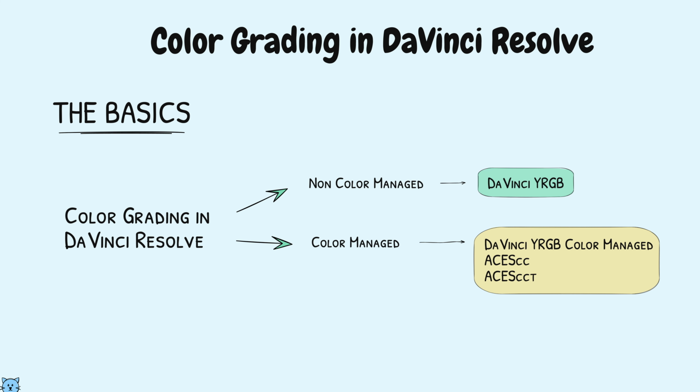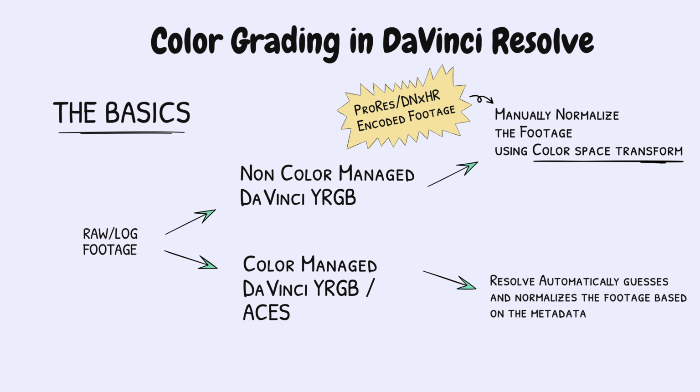There are two workflows in DaVinci Resolve: the color managed, like DaVinci YRGB Color Managed, ACES CC, ACES CCT, and the non-color managed workflow, which is DaVinci YRGB. It is quite important to know that when you have raw or log footage and bring it into a timeline in Resolve, in the case of a non-color managed workflow, you will have to normalize the image manually using LUTs, which usually are provided by the camera manufacturers and are inbuilt within Resolve, or use the Color Space Transform OFX.